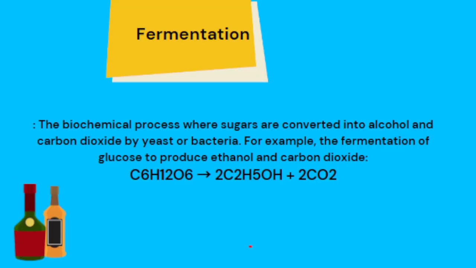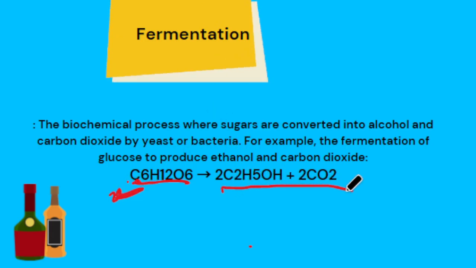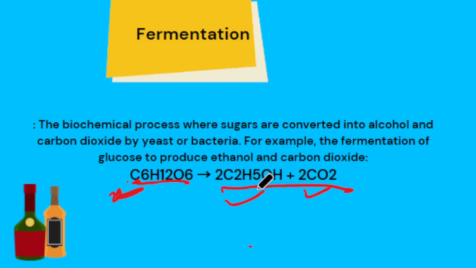Okay, next example I take is fermentation. What is fermentation? It is a biochemical process where sugars are converted into alcohol and carbon dioxide with the help of yeast or bacteria. So when sugar, C6H12O6, is fermented by yeast or bacteria, we get alcohol and CO2. This alcohol is an important product for our industrial uses.